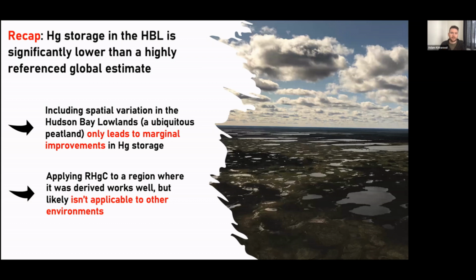And then second, this ratio of mercury to carbon does have the potential to work well if it's derived within that environment. So for example, the data I presented today showed that these ratios of mercury to carbon do a good job in estimating how much mercury is stored in the region. But I wouldn't feel comfortable taking my mean ratio of mercury to carbon and applying it to a peatland in, say, the Old Crow Flats or the Mackenzie Delta, because it probably won't work as well.